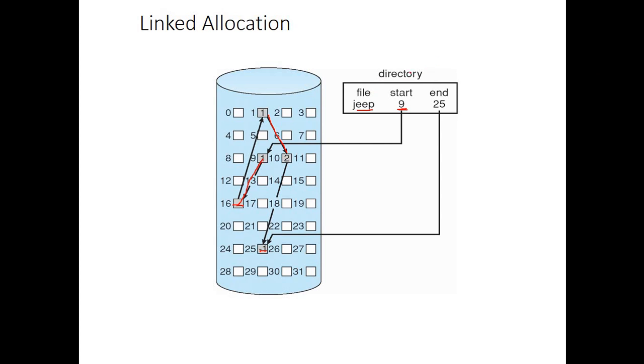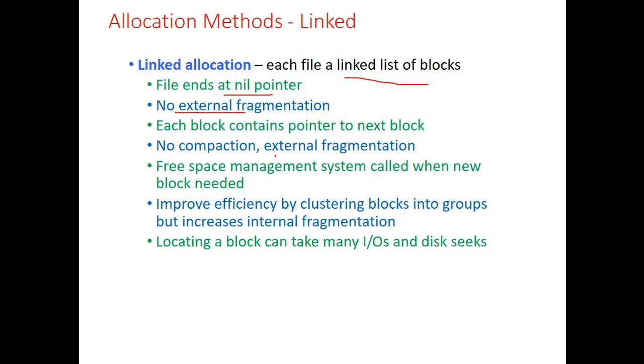The directory structure also maintains the starting address and the ending address of the blocks for that particular file. This is the linked allocation method for files. Since there is no external fragmentation, we don't need any compaction, but we need to maintain free space management in order to keep track of which blocks are occupied and which blocks are free, so that blocks can be allocated when there is a need for file storage.